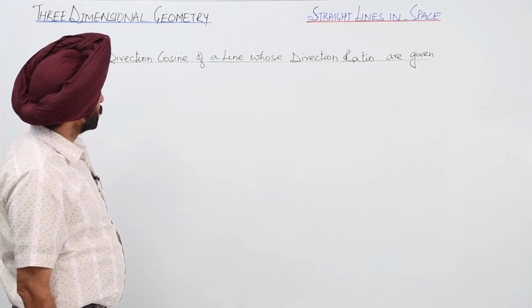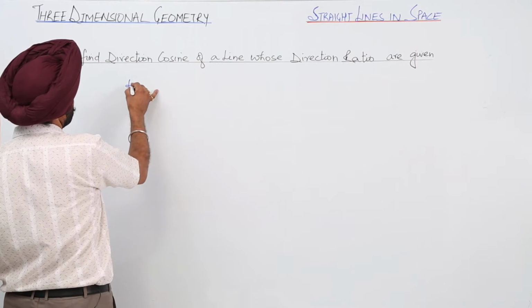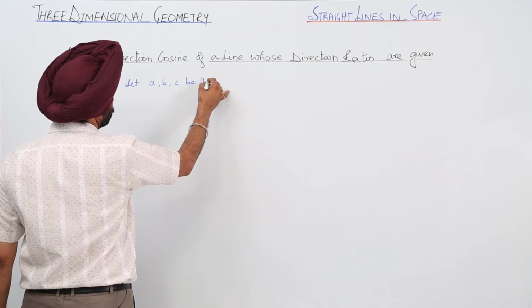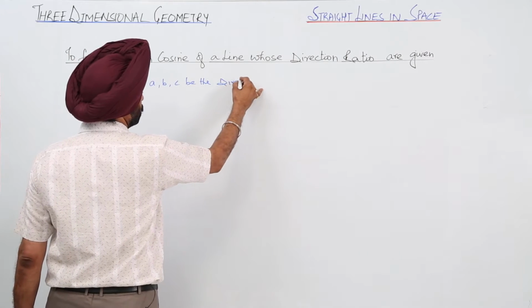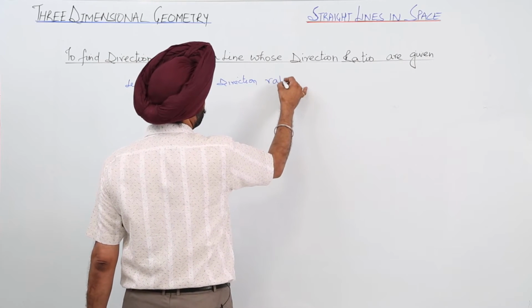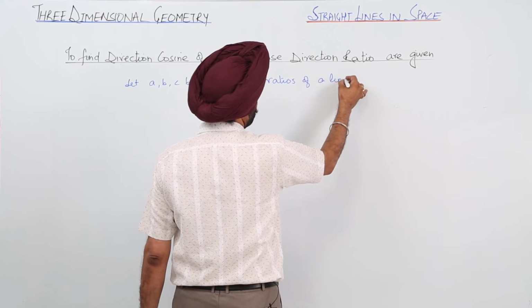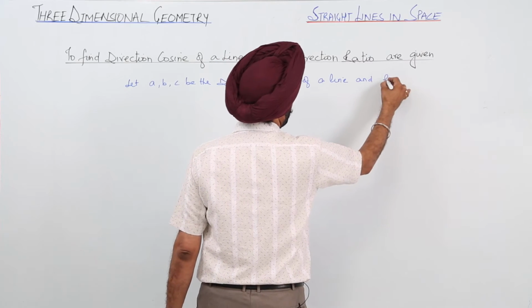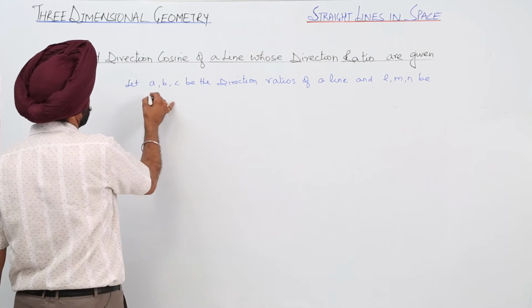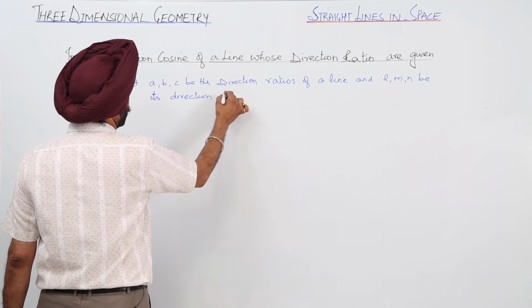Now to find the direction cosines of a line whose direction ratios are given. Let A, B, C be the direction ratios of a line and L, M, N be its direction cosines.